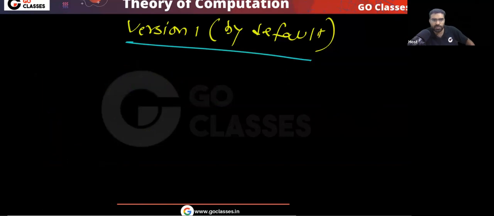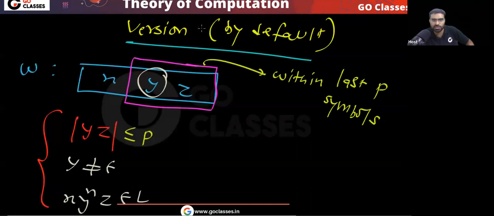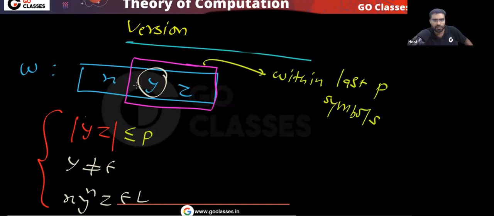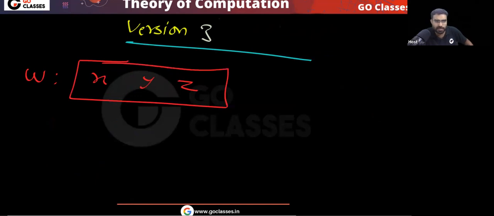Okay. Now you tell me, in version 3, what happens? So this was for version 2. Now, tell me about version 3. In version 3, Y can be anywhere. W can be broken into XYZ. And remember, this Y you can find in any consecutive P symbols. There is no restriction on Y.